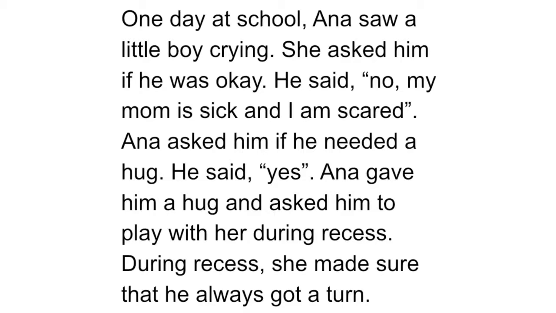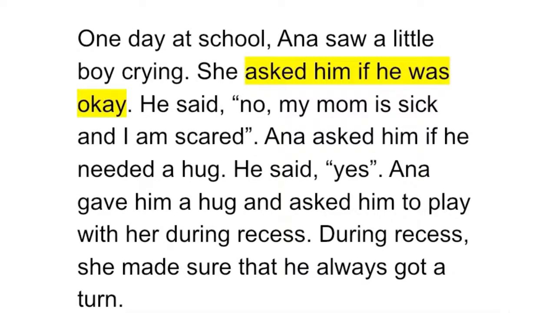Now we know the main character in the story is Anna, but our job is to figure out, was she a good character or was she a bad character? We're going to look for clues inside of the story that helped us figure out what kind of character she was.